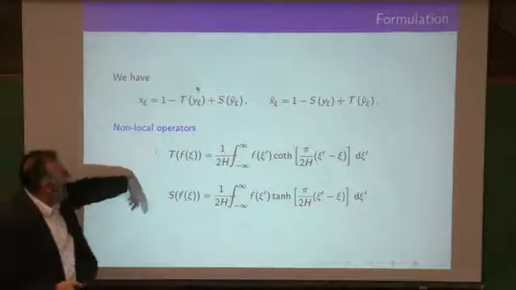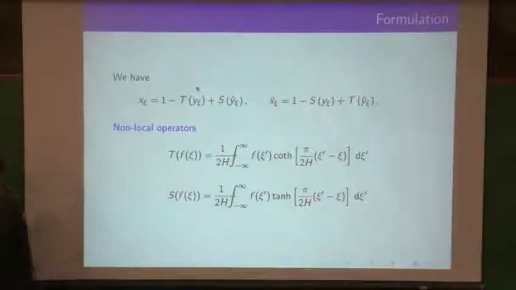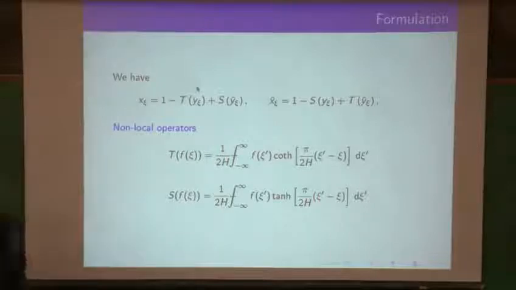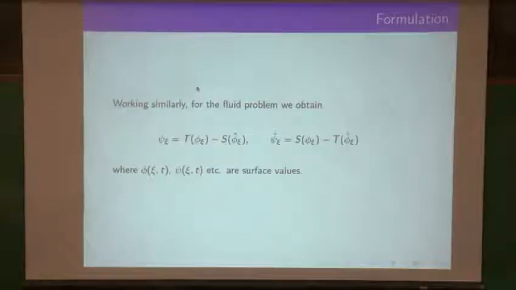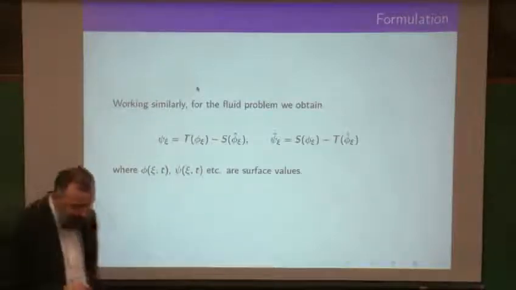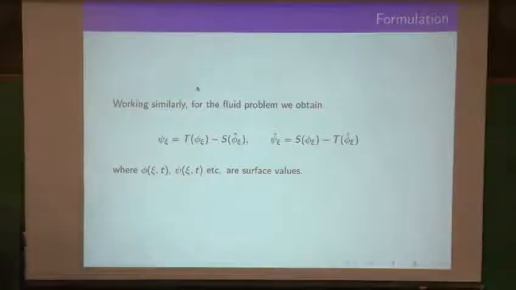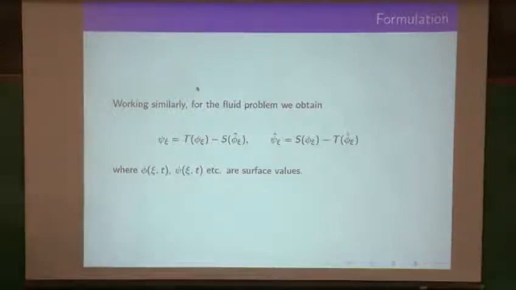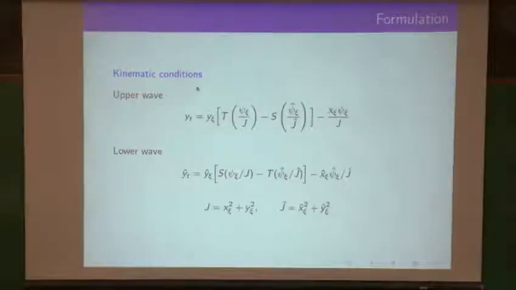So the links between them are given by some non-local operators. Just to mention that in the infinite case, T will basically become the Hilbert transform. They look complicated, but they actually act quite nicely using the FFT technique. With similar steps, we find links between psi and phi, where phi and psi are the values of the potential and of the stream function at the surfaces. So we managed to reduce the problem to only the surfaces.